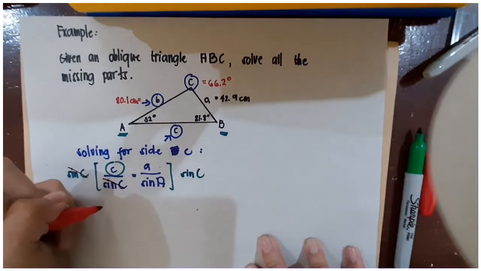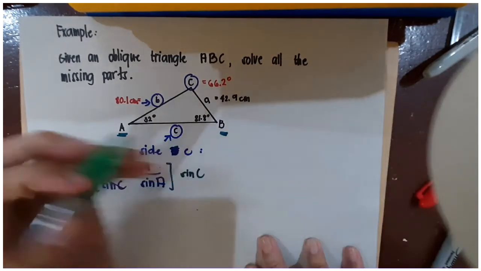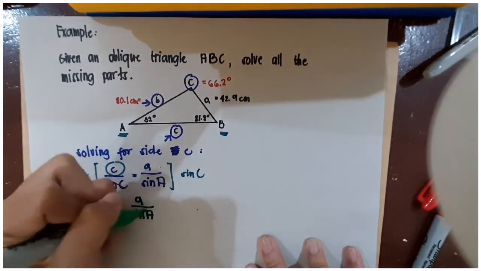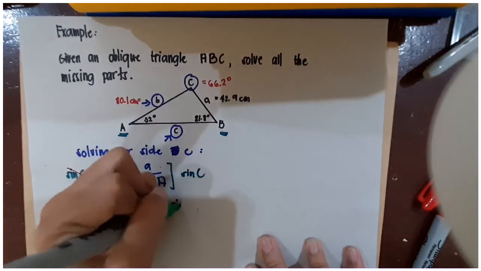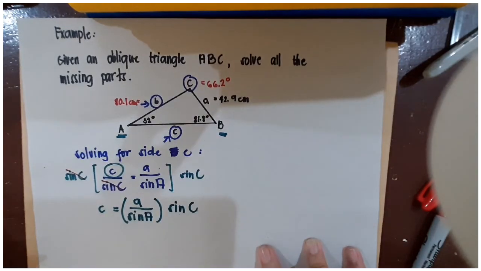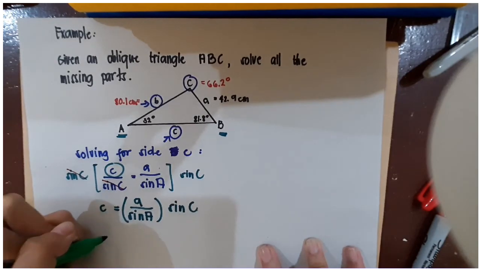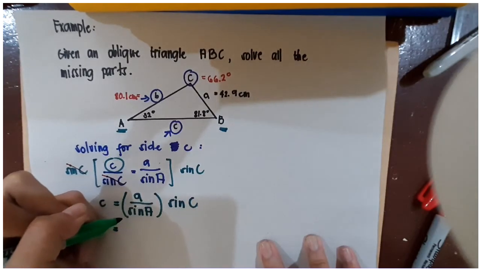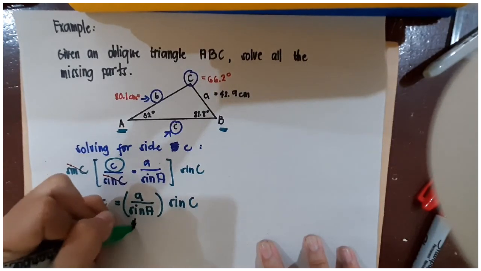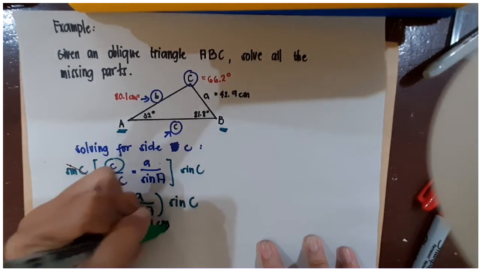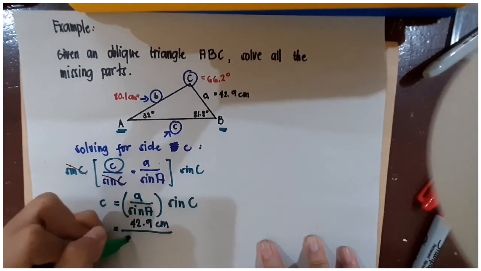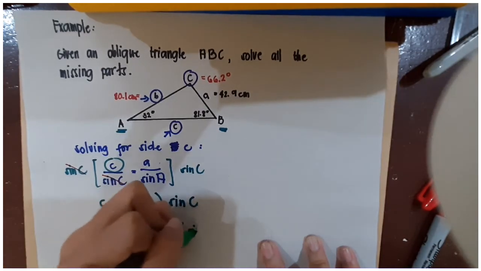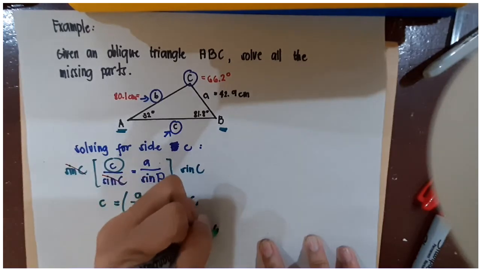Cancel, cancel. So, you will be left now with C equal to A sine C over sine A... times sine C. Okay? You plug in the values. Your A is 42.9 cm over sine 32 degrees times sine of your C, which is 66.2.